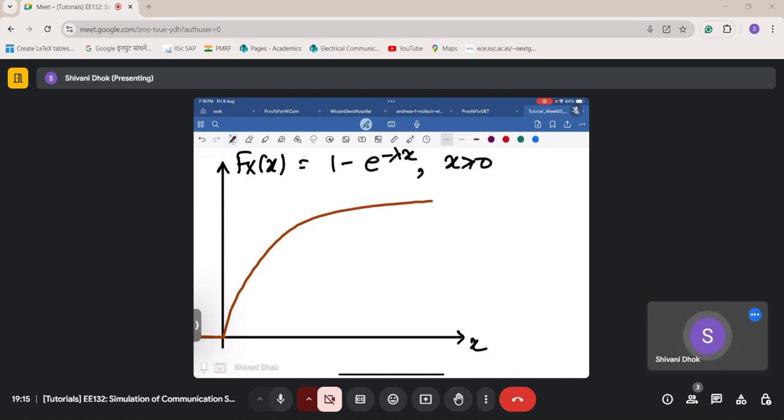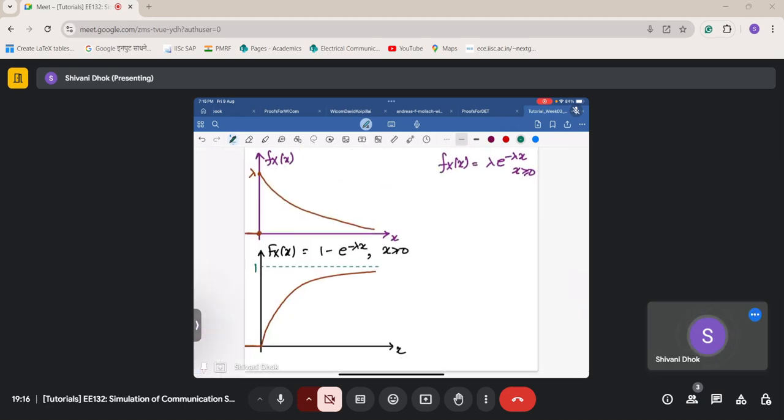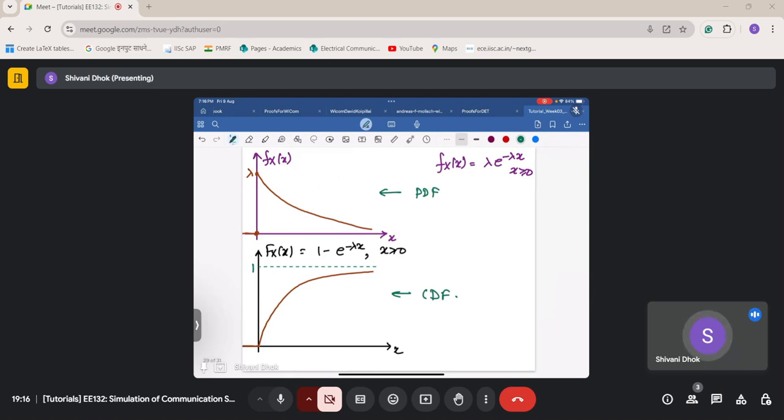So basically this is the value of 1, and it slowly starts attaining 1, and this is simply the CDF. This particular plot is for the PDF and this particular plot is for the CDF. So this is for the exponential random variable.